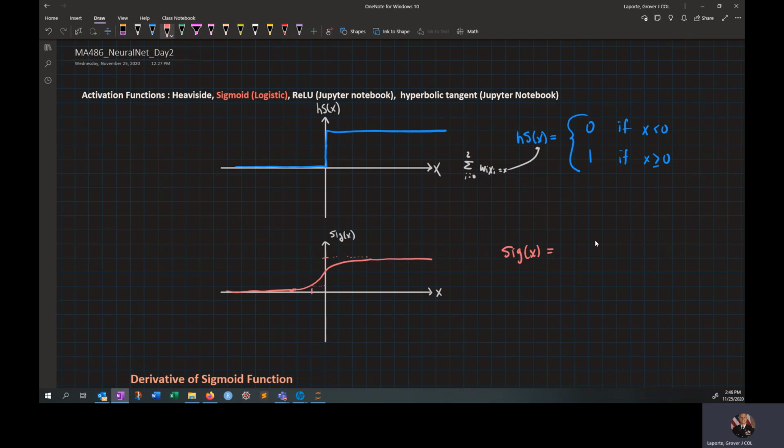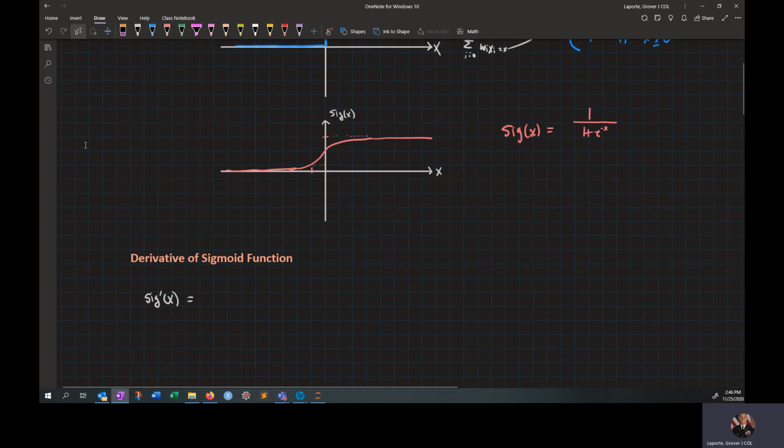So let's look at that function. It's a simple function, well, not so simple: 1 over 1 plus e to the negative x. So it looks something like that. Those are the two main ones that we'll use in this class. Go to the Jupyter Notebook and you can check out a ReLU function, and the hyperbolic tangent. I think the hyperbolic tangent looks a lot like the sigmoid, except it goes down to -1. I think I even give you a visualization of what each one of those looks like.